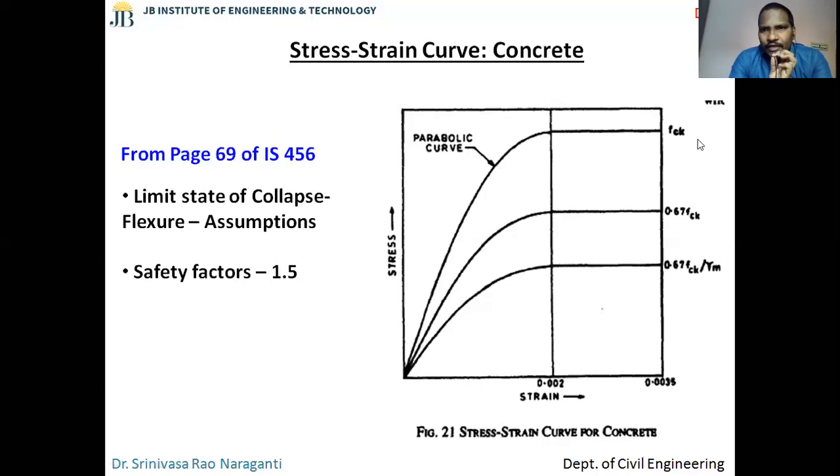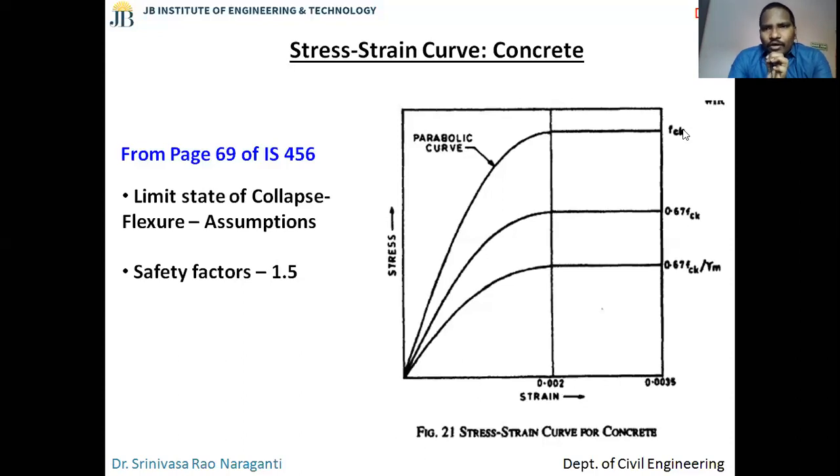So fck is nothing but the characteristic strength of concrete. I think you probably studied this in concrete technology. Let me repeat. The characteristic strength is the strength of the concrete such that when you conduct a number of tests, at least 95% of the times you get a value equal to or more than that value. That means if I take M30, the characteristic strength of concrete is 30 Newton per mm square. When you conduct a test on the concrete, your value is supposed to come 30 or more, 95% of the times.